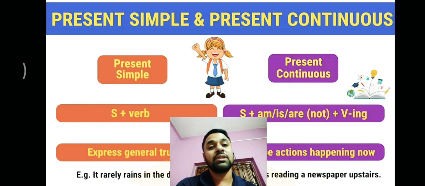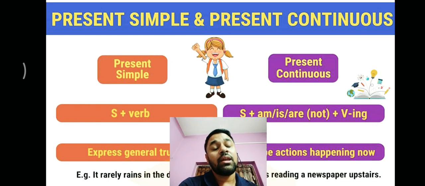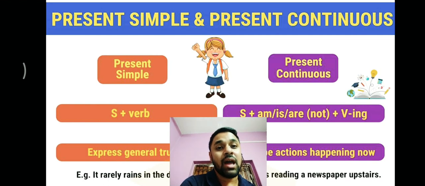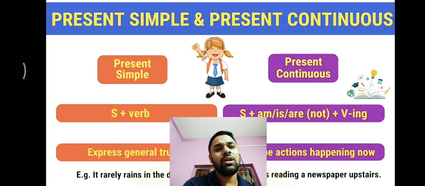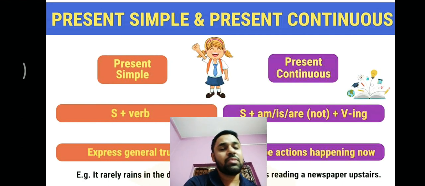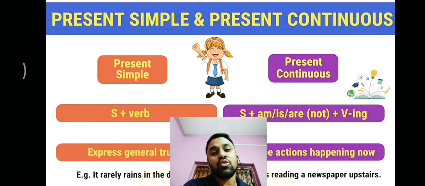And when the subject is first person singular number, then we have to use am, that is, after I only. And when the subject is plural, either it is third person or second person or first person, all the times we have to use are.